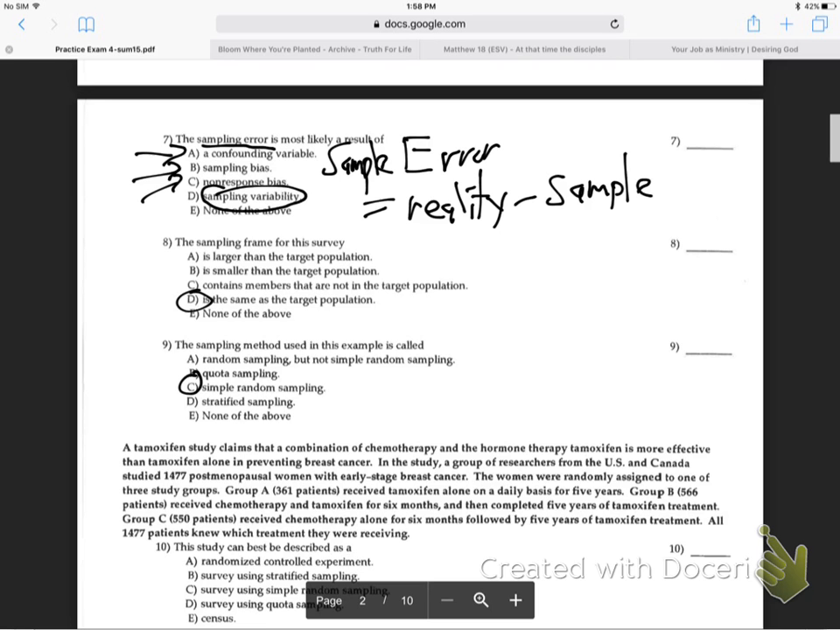All right, let's go on, huh? Number 10. So spend some time thinking on those. Hopefully that's making some sense for you.